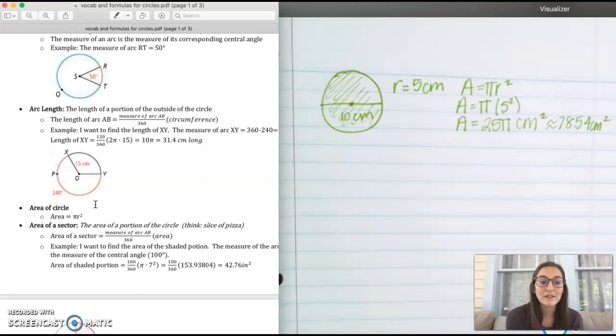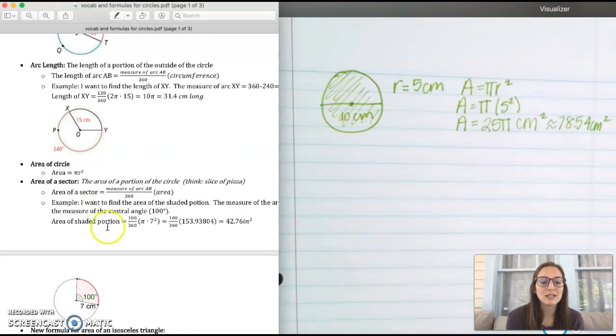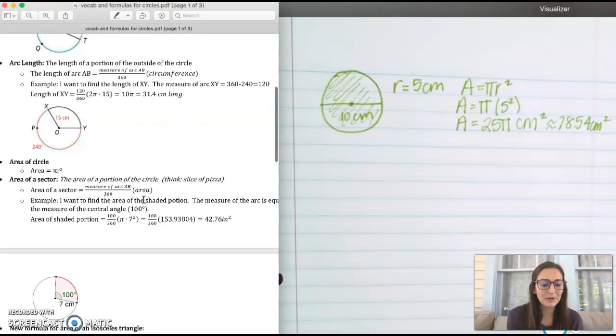So area of a sector is looking at a portion of it, meaning we're looking for just a piece of it, that piece of pizza. So to find the area of a sector, we take the measure of the arc, divide it by 360, and then multiply it by the area. That looks incredibly similar to what we did for arc length, right? We took the measure of the arc divided by 360 times the circumference to get a piece of the outside. So to get a piece of the inside, we take the measure of the arc divided by 360 and times it by the area. So I'm going to write a new example here.